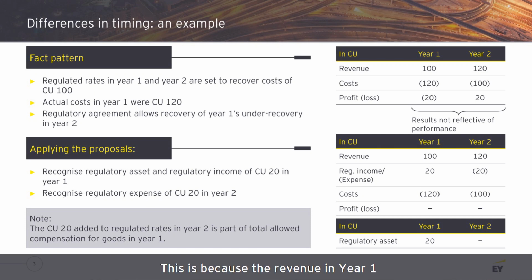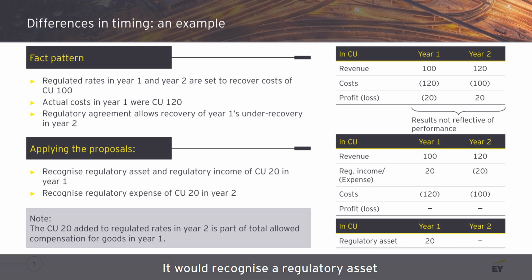This is because the revenue in year 1 does not include the compensation of 20 that relates to goods supplied in that year. However, the revenue in year 2 does not include the compensation of 20 that relates to goods supplied in year 1. If an entity were to apply the proposals in the ED, it would account for regulatory income of 20 in year 1 to reflect compensation for goods supplied in year 1, but which will be included in the regulated rates charged to customers in year 2.